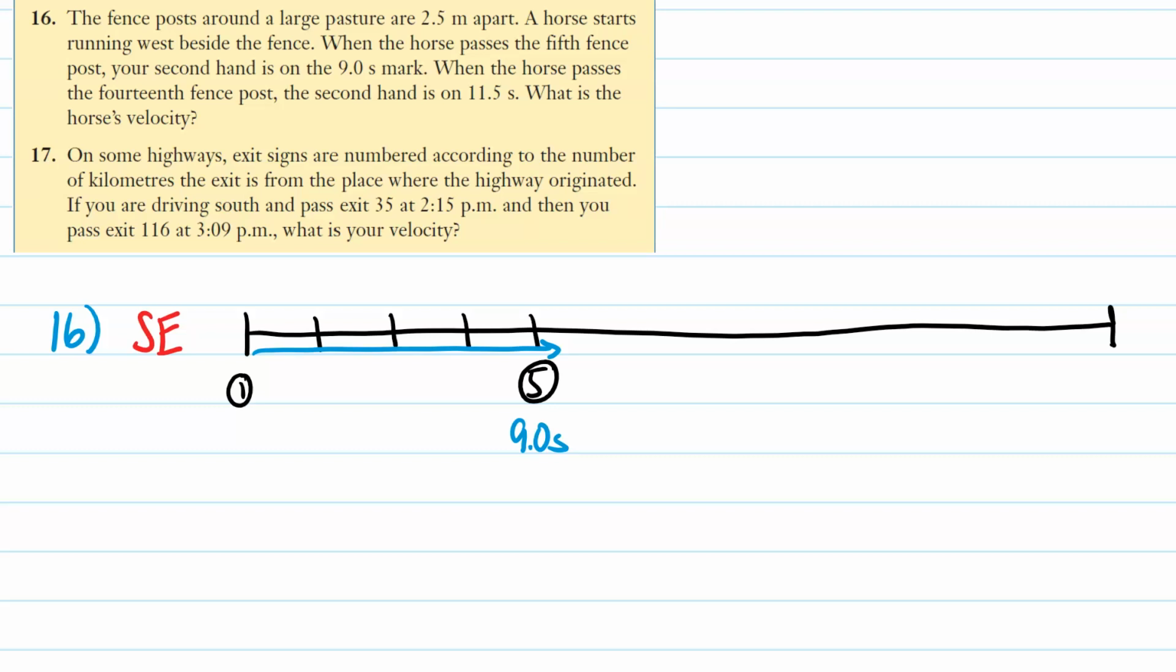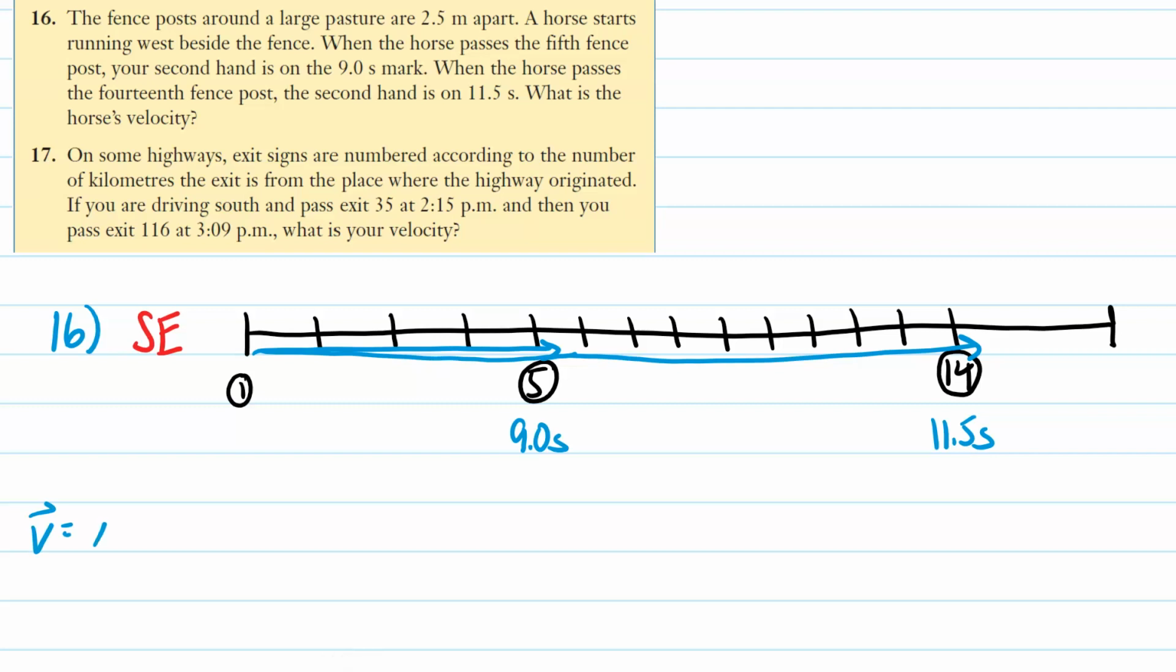By the time the horse gets to the 14th fence post, the second hand is on 11.5 seconds. So that's 6, 7, 8, 9, 10, 11, 12, 13, 14. So at fence post number 14, the time is 11.5 seconds. So the horse passes the 5th fence post, you hit 9 seconds. The horse passes the 14th fence post, your timer is at 11.5 seconds. What's the horse's velocity? Well, we have a formula for that. Velocity equals displacement divided by time.